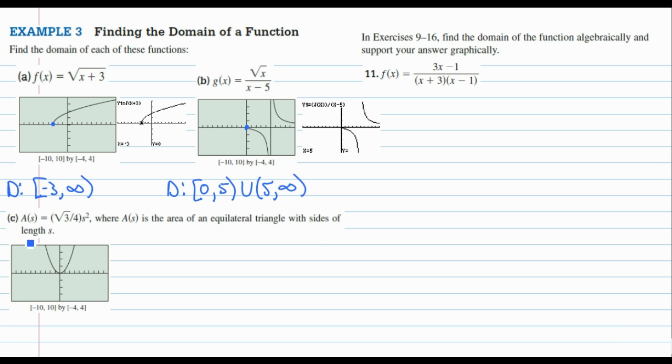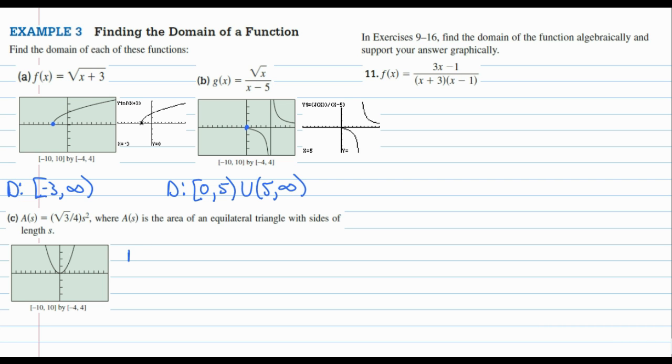Part C, A of s equals the square root of 3 divided by 4 times s squared, where A of s is the area of an equilateral triangle with sides of length s. Maybe you recognize that. I have a square root in this problem, but the square root is not around my variable. My variable is just being squared. So any number can be squared in the entire world. Any real number can be squared.